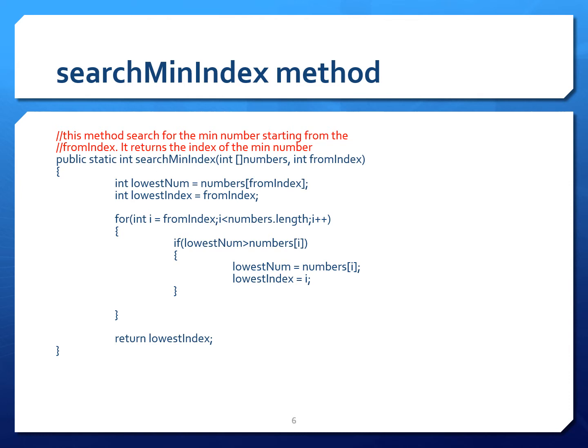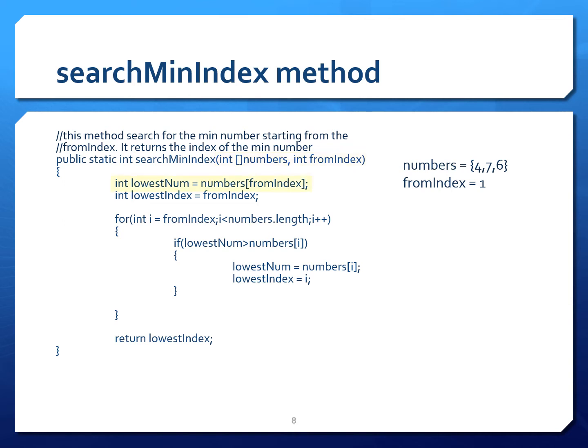Now let's take a look at the searchMinimumIndex method. This method takes in an integer array numbers and an integer fromIndex. Assume the integer array numbers has content of 4, 7 and 6, and fromIndex has a value of 1.